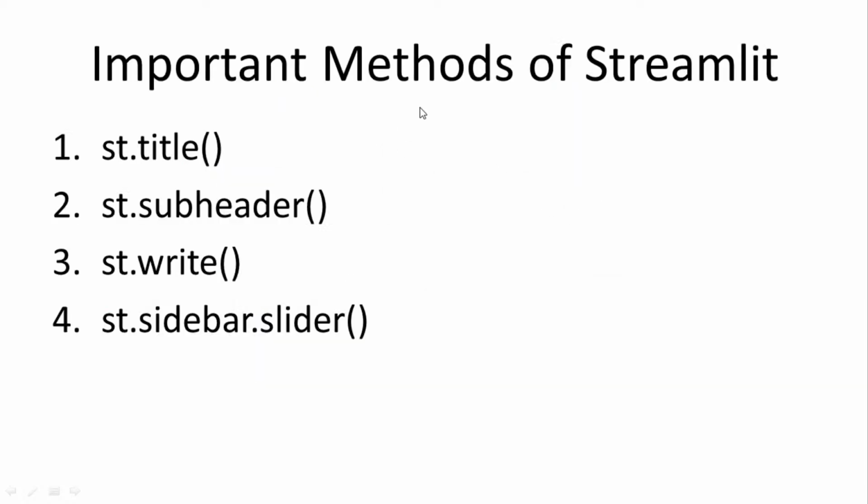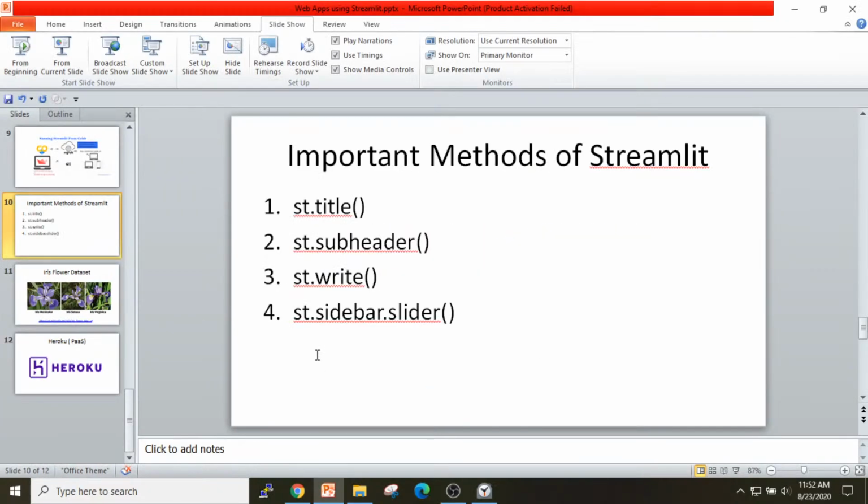The few methods which we'll be using in Streamlit, as I've specified here, are st.title, Streamlit subheader, Streamlit write, Streamlit sidebar, slider, and all of it. There are a lot of methods, but we will be focusing on quite a few here. So let's begin with our first Streamlit web app. Let's see whether we can do it or not.